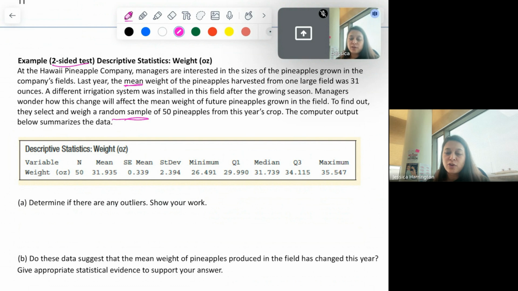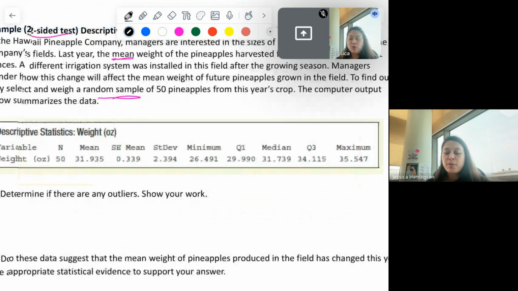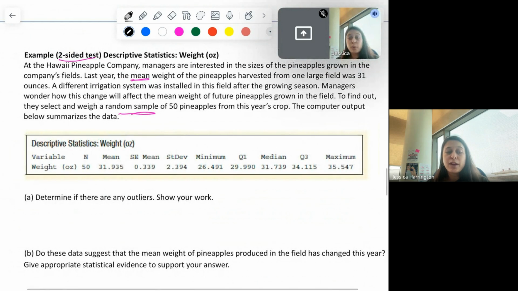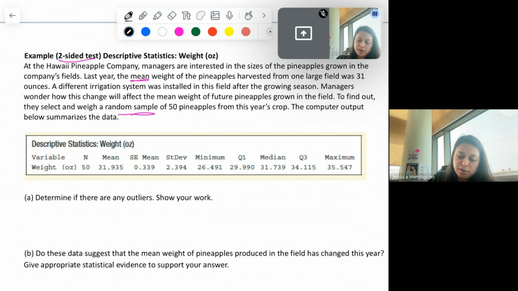So first is to determine if there are any outliers. Oh, so this is going all the way back to, I can't even remember if it's unit 1 or 2. Remember, to find outliers, you have to do 1.5 times the IQR. So the first step, I'll lay this flat again. I'm going to be looking down, sorry, is to find the IQR. Hopefully you remember IQR is Q3 minus Q1.